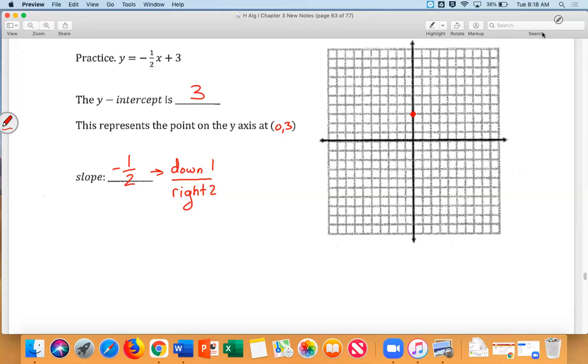Then we're going to go down 1 to the right 2, and repeat that again and again. Connect your dots, and there's your line.